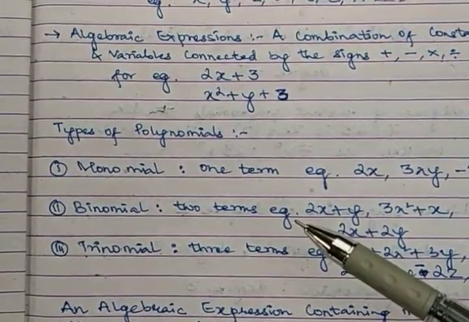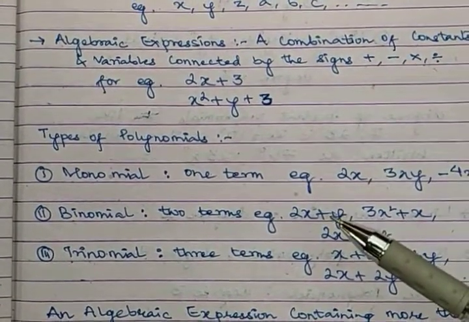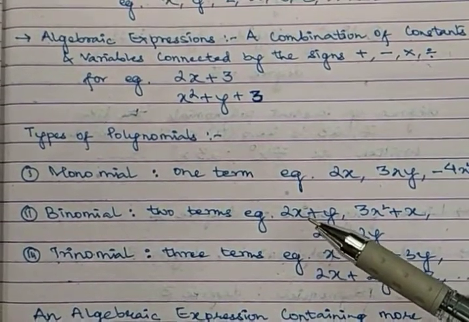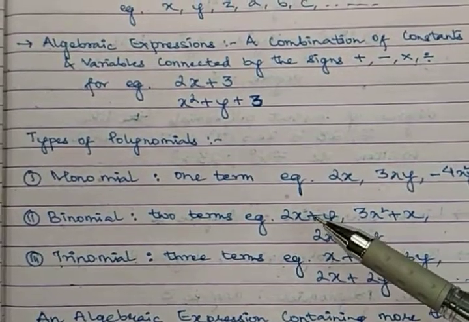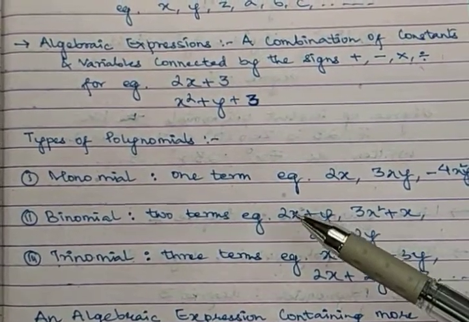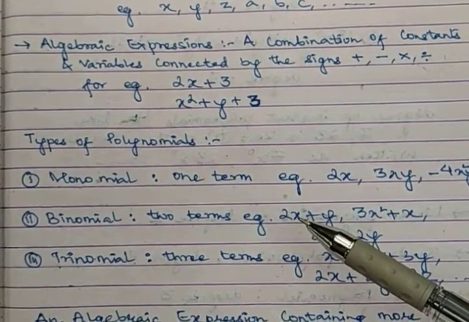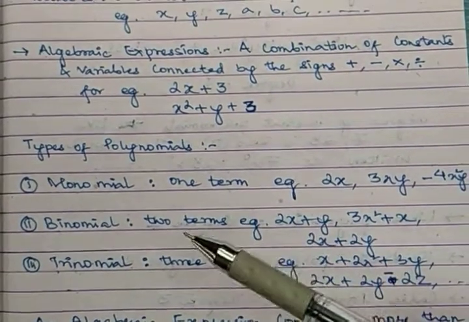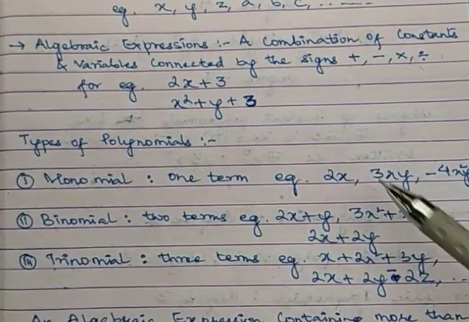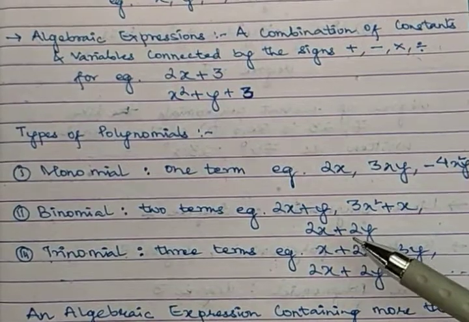Similarly, binomial has two terms. Remember, terms can only be separated with a positive or a negative sign. In the example we have here, 2x plus y, because of this plus we have two terms: 2x is one term, y is the second term. Two terms combined together with a plus sign, so it's a binomial. Similarly, 3x square plus x, and 2x plus 2y.